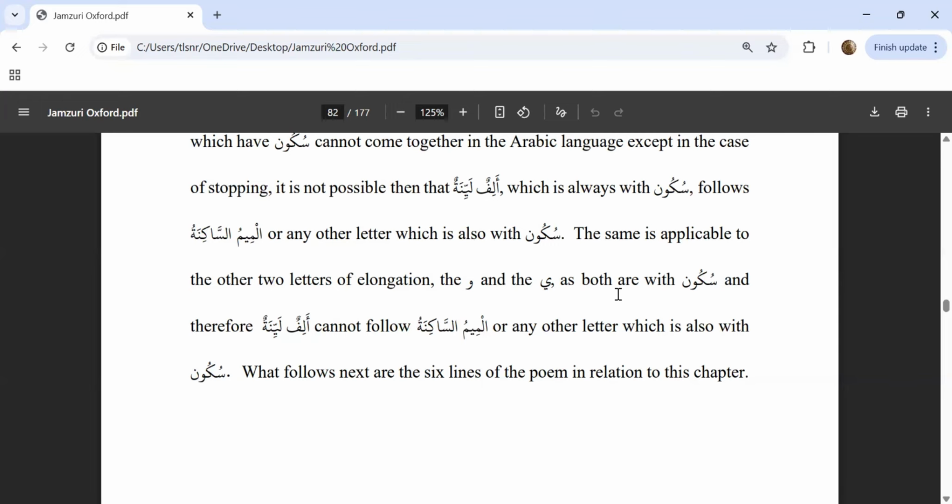perhaps, Allahu Alam, perhaps again, this poem was written for children, and he might have just made a point of that so that the students wouldn't have any confusion as to how alif can occur, where it can come attached to.